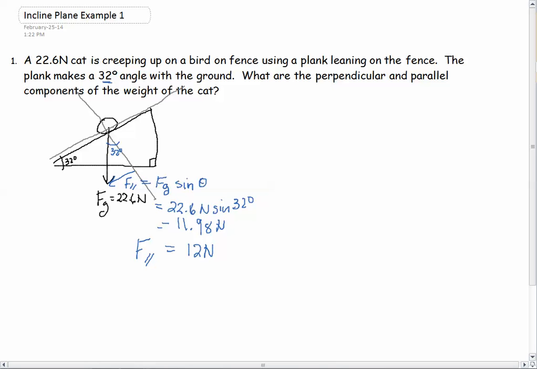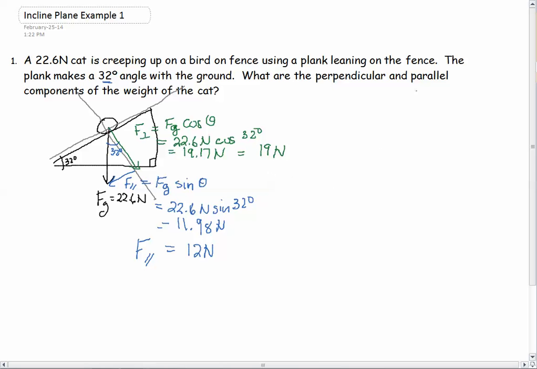We can put our perpendicular component of the force of gravity here, so we write that as force perpendicular. That's equal to the weight times the cosine of our angle, and that's because the perpendicular component is adjacent. And so we take our weight of 22.6 newtons, multiply it by the cosine of 32 degrees, and that gives us a component of 19.17 newtons. And to two significant digits, that's 19 newtons.